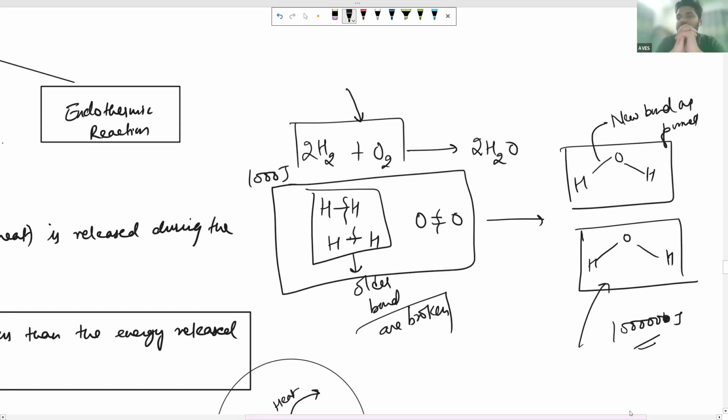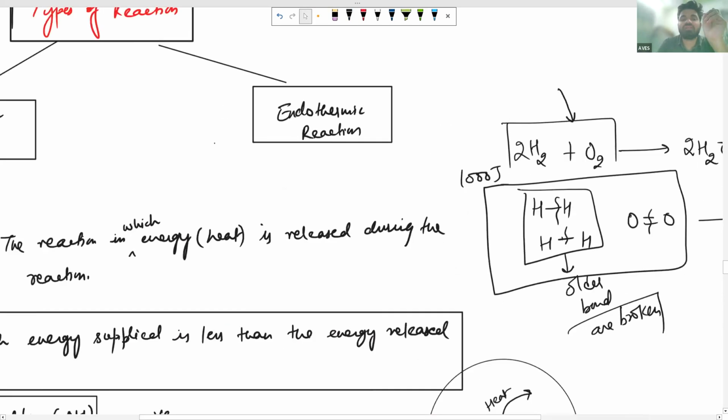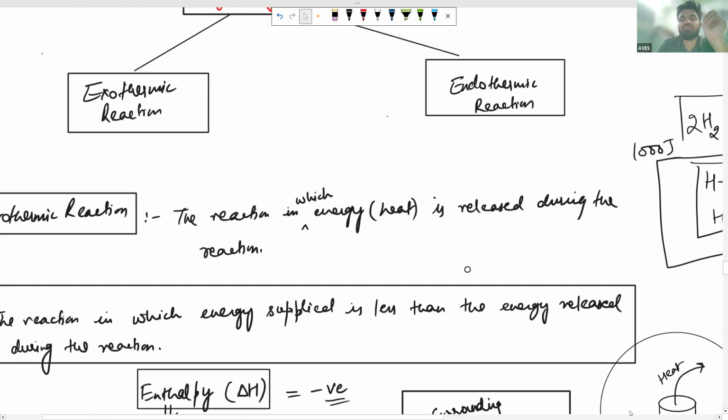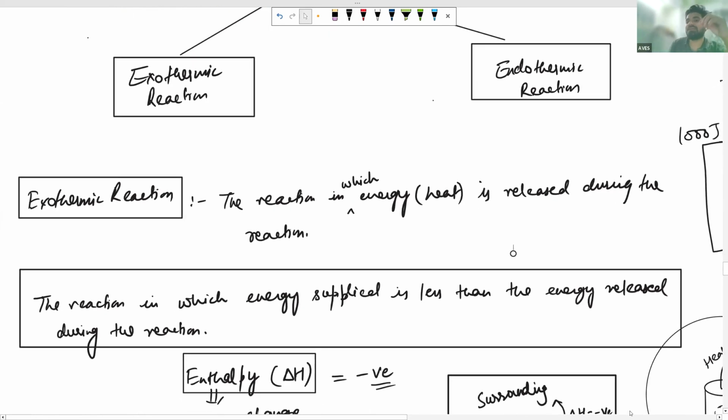You understood? Yes or no? So what is exothermic reaction? The reaction in which the heat or energy supplied is less than the energy released during the reaction. Okay, note it down in your copy.